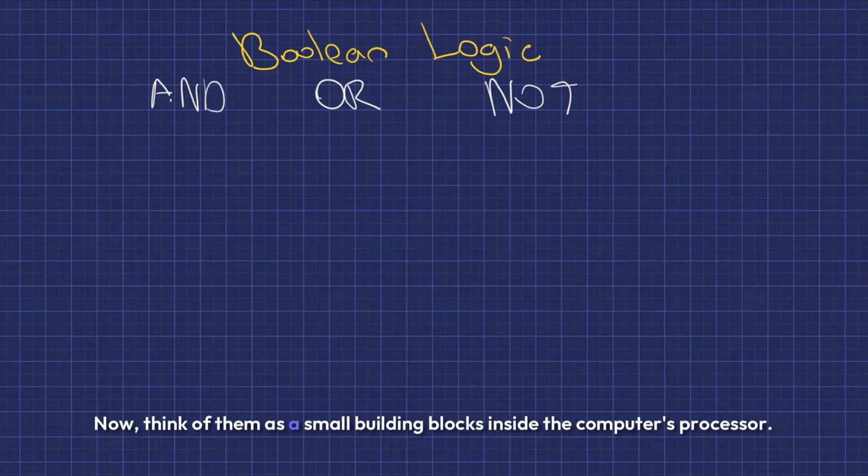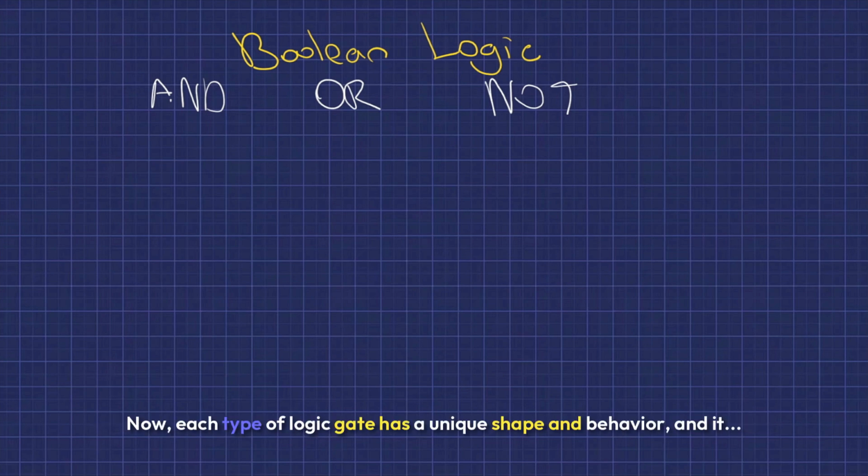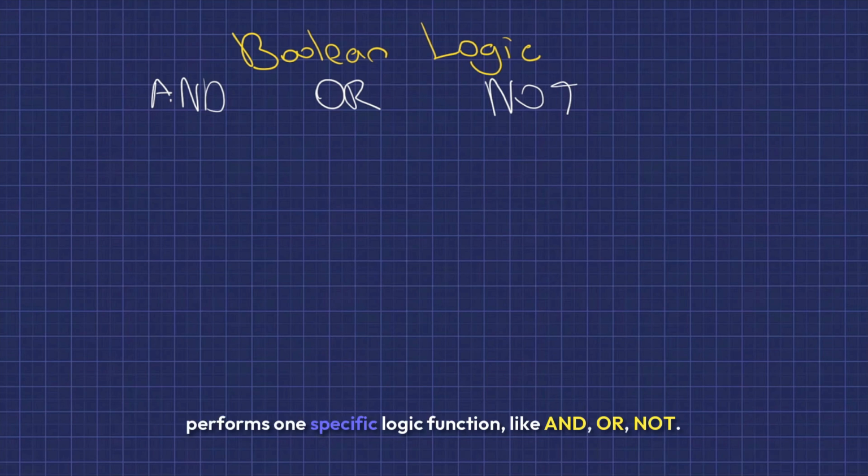Now think of them as small building blocks inside the computer's processor. Each type of logic gate has a unique shape and behavior, and it performs one specific logic function like AND, OR, NOT. And in the next lectures we'll cover each operator in detail, including its definition, the truth table, and the circuit symbol. But now we will start with the AND.